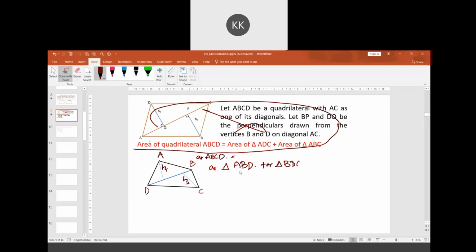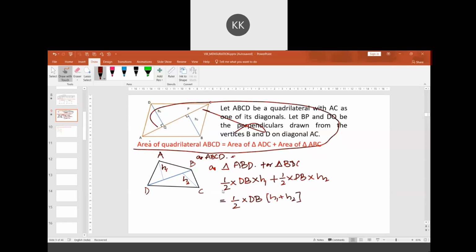What is the area of this ABD? It's half into DB into H1, plus half into DC into H2. Here the diagonal BD is common, so it can be taken as common and we will be getting half into BD into H1 plus H2.